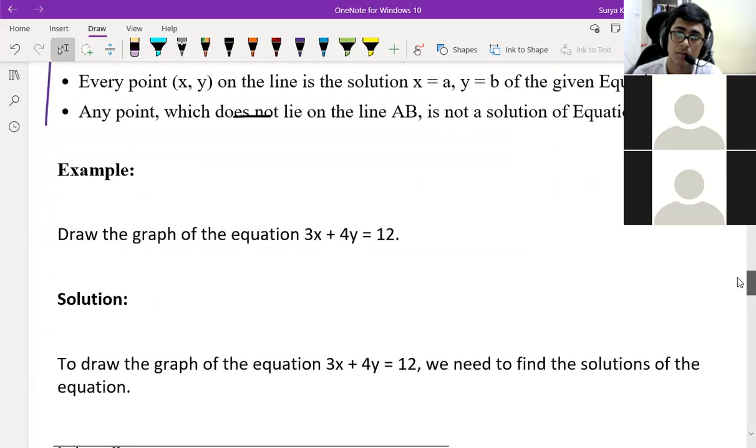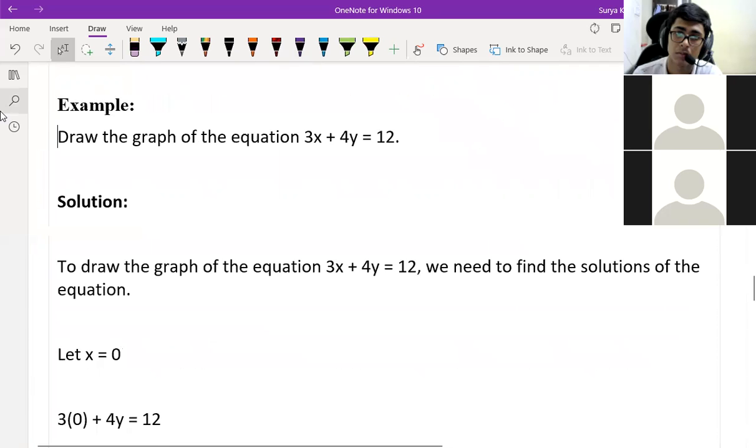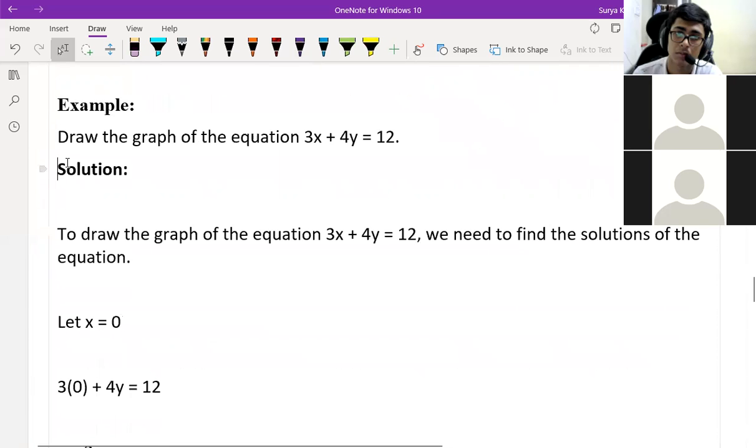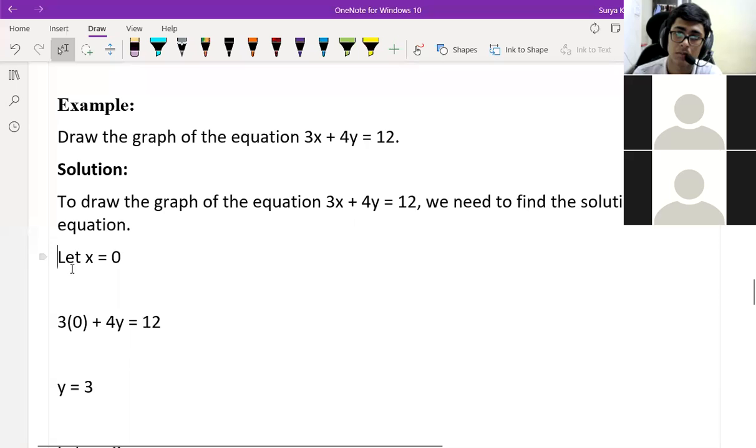Okay. Next. Draw the graph of this. You can draw, children. Draw the graph of 3x plus 4y is equal to 12. You can draw it easily, right? All of you just draw in the notebook and show me. Watch it, this graph: 3x plus 4y is equal to 12.